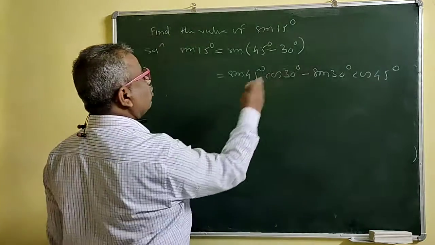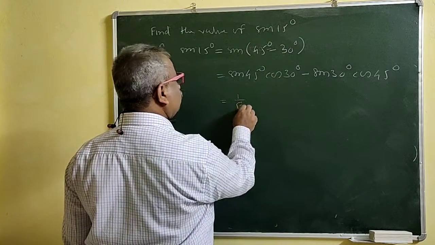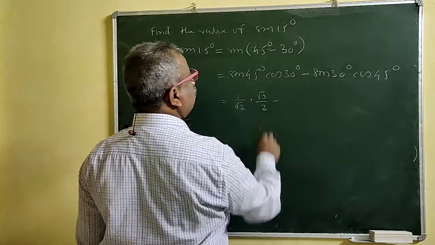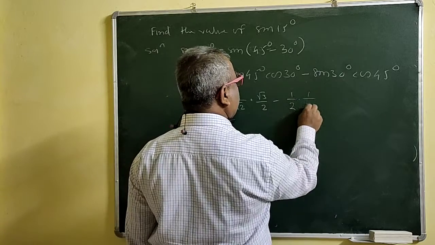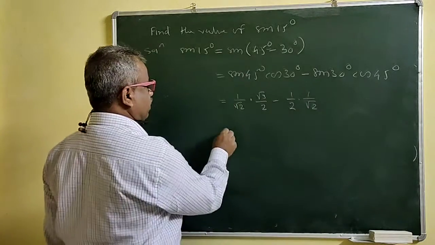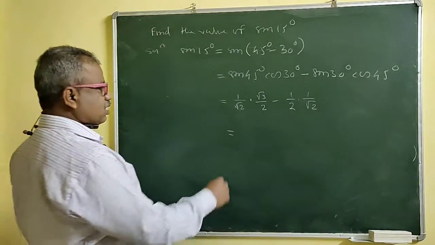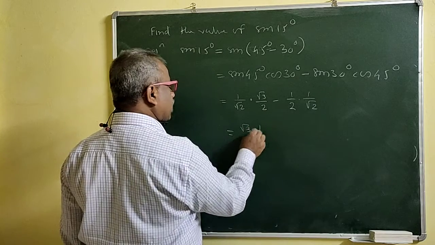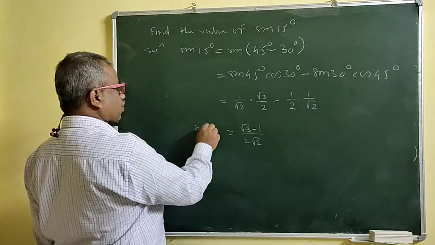Now replace the values. Sine 45 is 1 by root 2. Cos 30 is root 3 by 2. Minus sine 30 is half. Cos 45 is 1 by root 2. Both the denominators are the same. So we write this as root 3 minus 1 upon 2 root 2. This is sine of 15 degree.